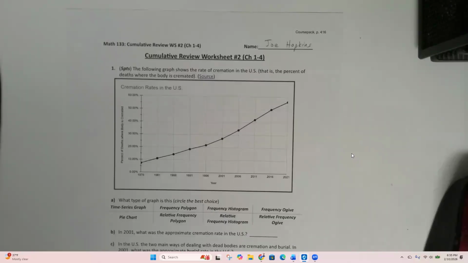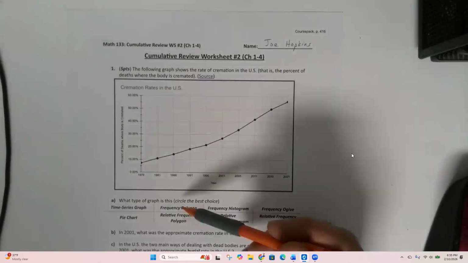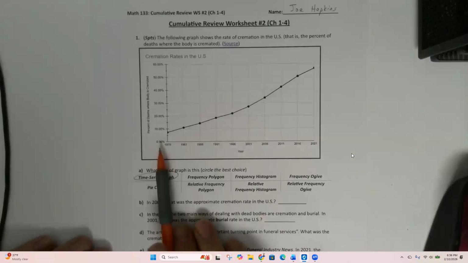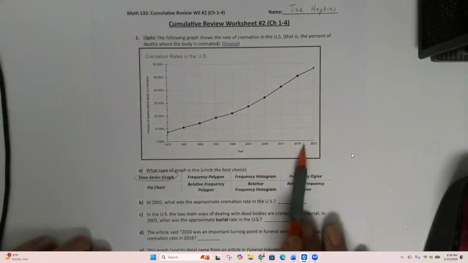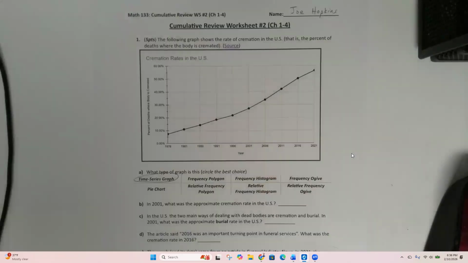All right. The following graph shows the rate of cremation in the U.S., which is the percent of bodies cremated. What type of graph is this? What do you think, everybody? Raya says time series. I agree. This is a time series graph. And we can tell because our x-axis here is time. It's in years. It could be weeks, could be months, days, but here it's years.